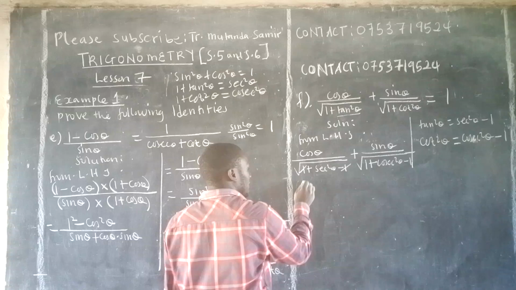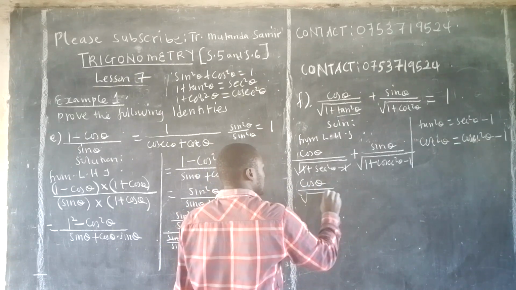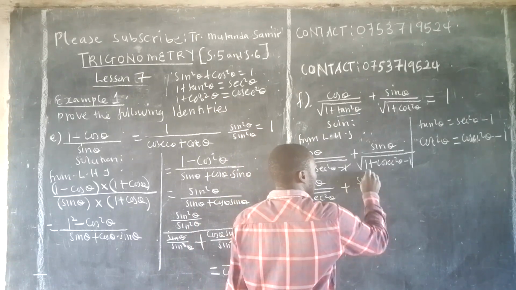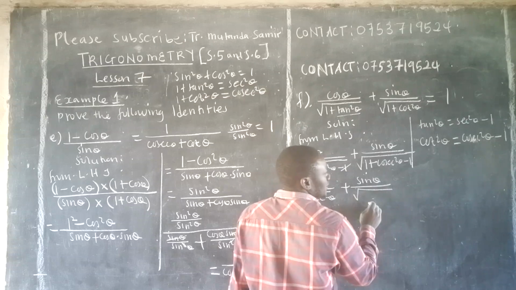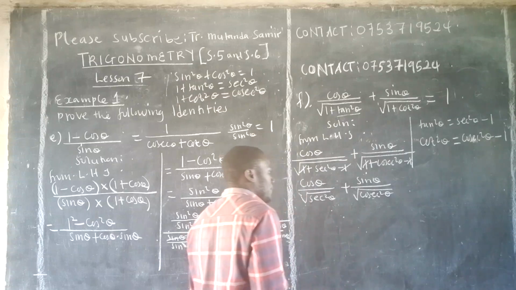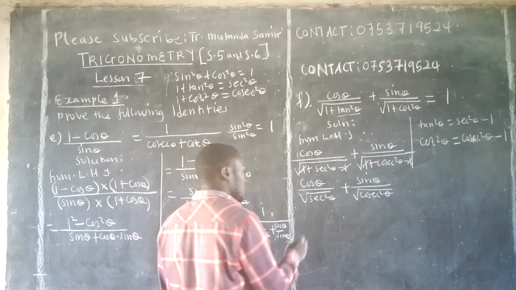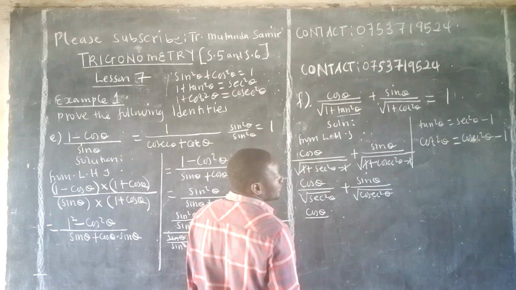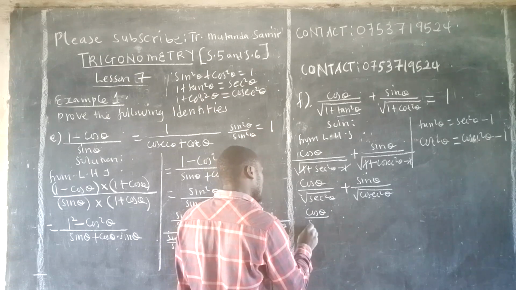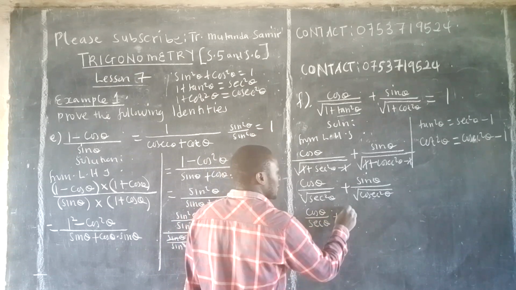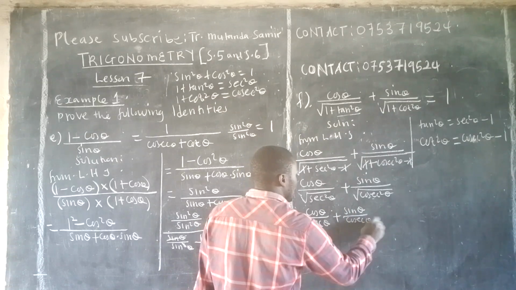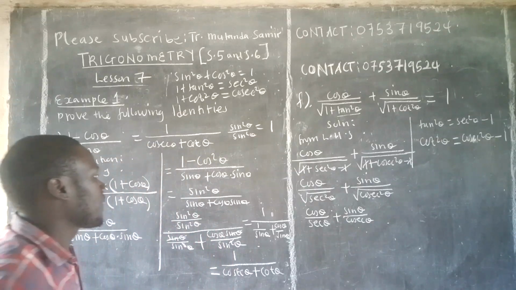So therefore we shall remain with cos of theta over a square root of sec squared theta plus sine theta over, this has cancelled with that, cosec squared theta. That's what you're having. Now the square root of sec squared is sec theta, plus sine theta over the square root of this, which is just cosec theta, like that.